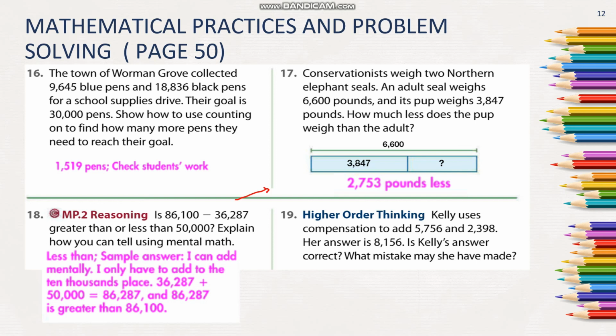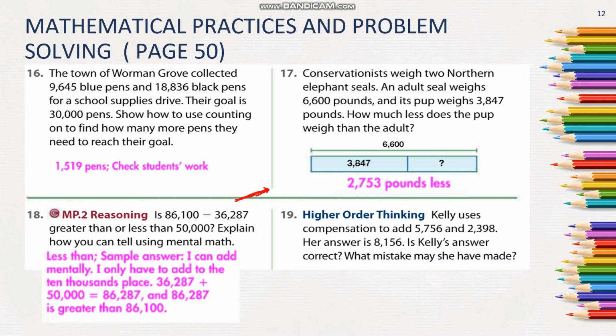If you want to use the compensation method, you need to change 36,287 into any number that can easily be subtracted from 86,100. Or you can add any number to 36,287 in order to complete 86,100. And that is what we call the counting on method.